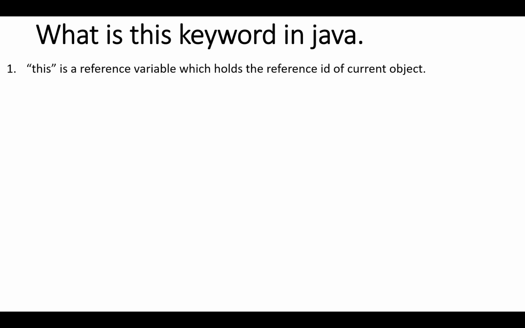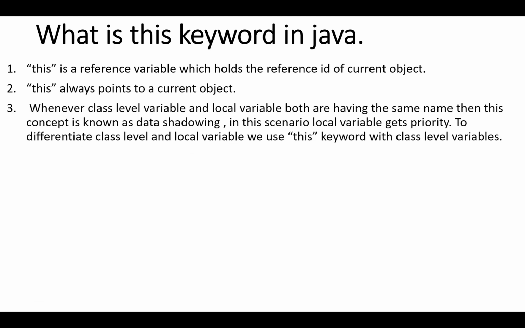The this keyword holds the reference ID of the current object. This always points to the current object. Whenever a class level variable and a local variable both have the same name, this concept is known as data shadowing. In this scenario, the local variable gets priority.